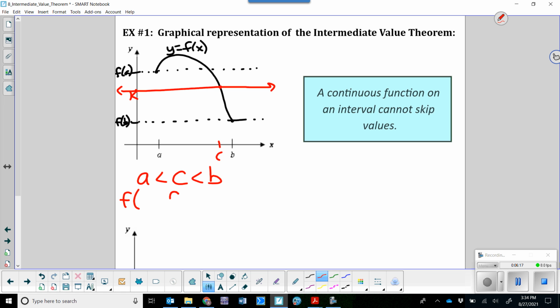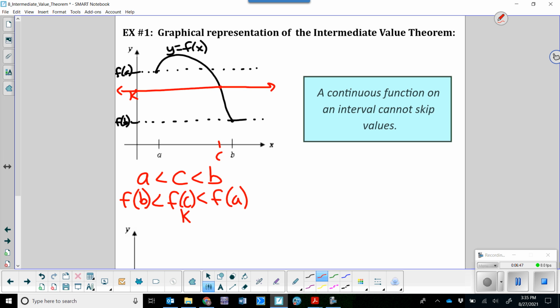There's some constant c such that we know that f of c is somewhere between f of a and f of b. Now the way I've drawn it, f of b is on the bottom, so we'll just put f of b here and f of a there. It doesn't matter which one is which, but as long as c is somewhere in that interval, then we're guaranteed that f of c, which I labeled as k, that value definitely exists.